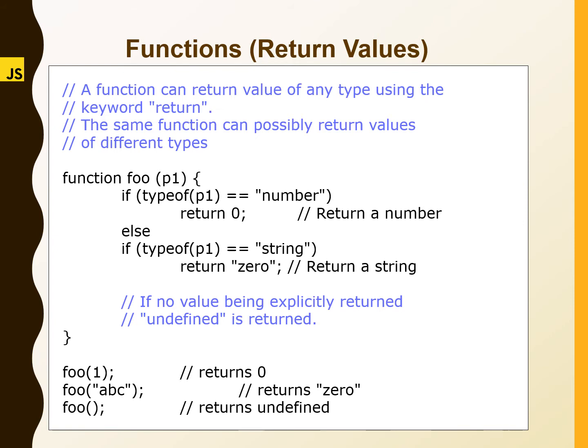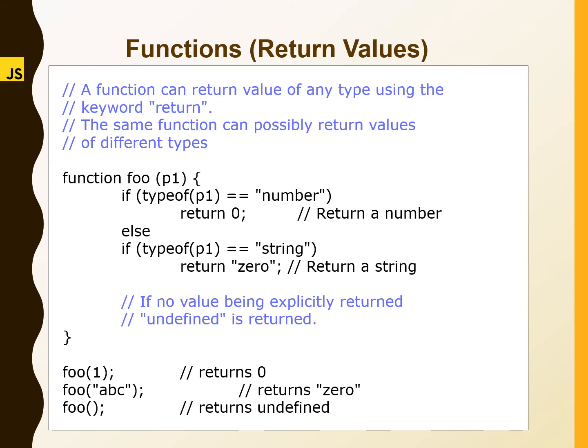Here we have a function, and the name of the function is foo. This foo function has a parameter, and the name of the parameter is p1. Then comes the block of the function. Inside the block, a conditional if statement is specified: if typeof p1 equals number.